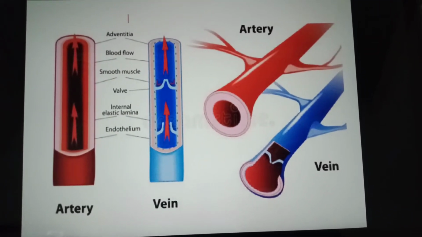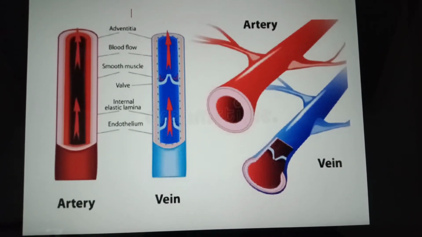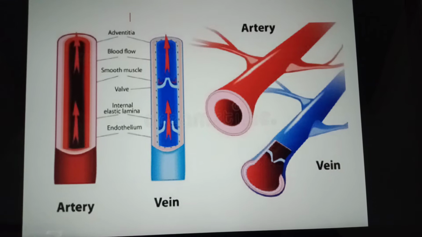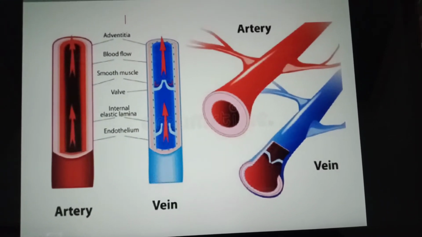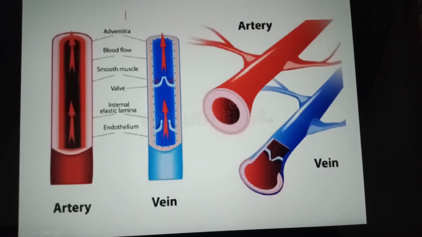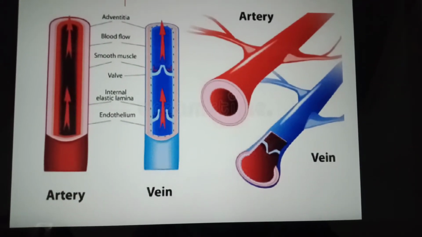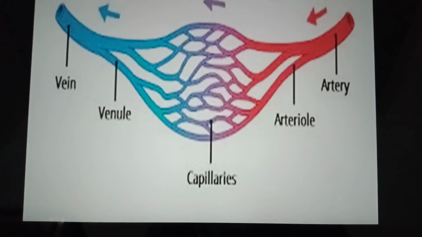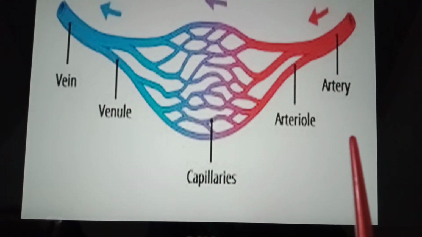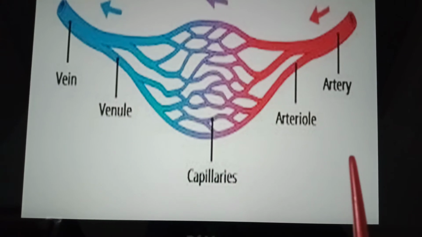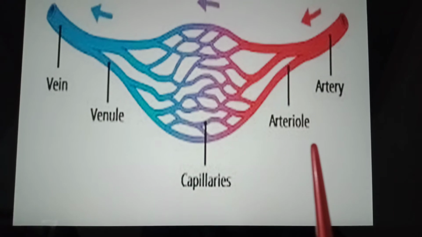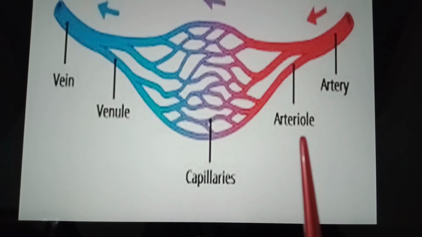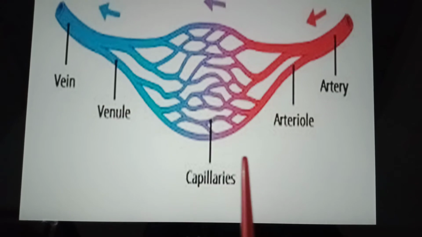The middle layer is made up of smooth muscles and elastic tissue, while the innermost layer is made up of endothelial cells. The hollow internal cavity in which blood flows is called lumen. When these arteries enter organs, they divide into smaller vessels known as arterioles. Arterioles enter tissues and divide into capillaries.